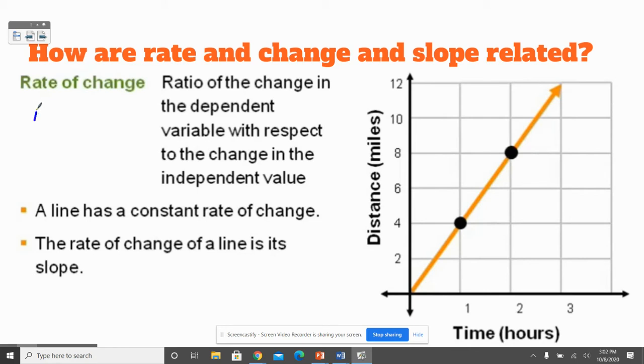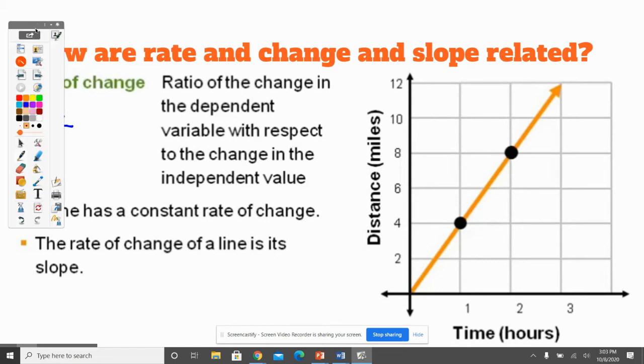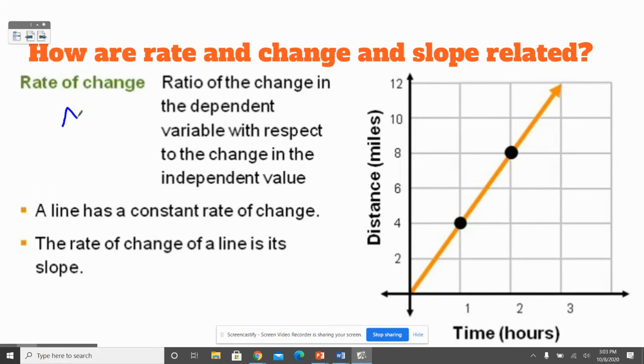So usually what we use here is delta y over delta x. The change in the y over the change in the x. The little Greek symbol delta means change in. A line has what we call a constant rate of change. That's our first experience with rates of change that we give students, and you know this to be called slope.